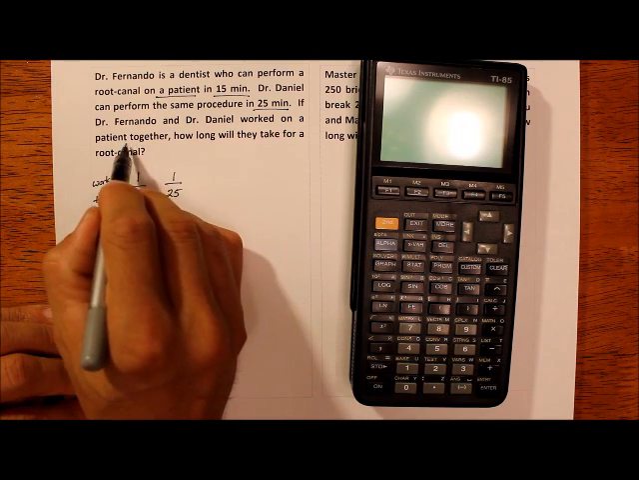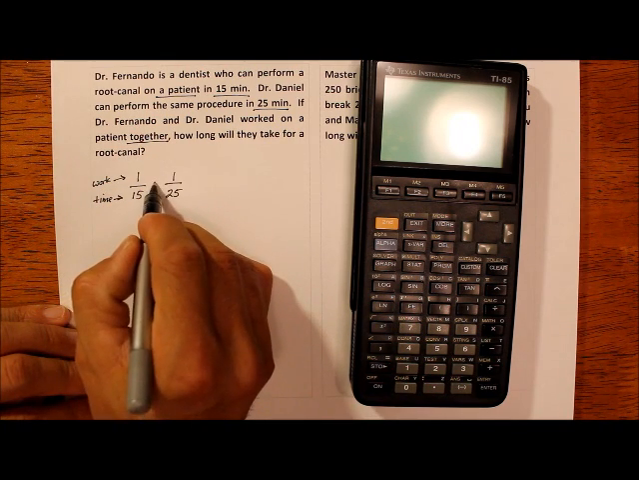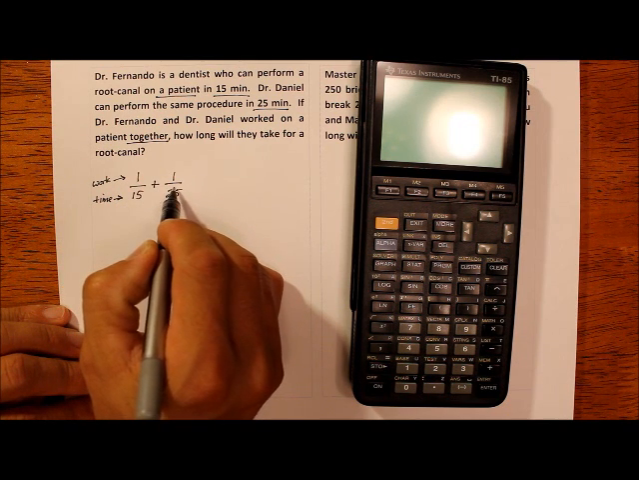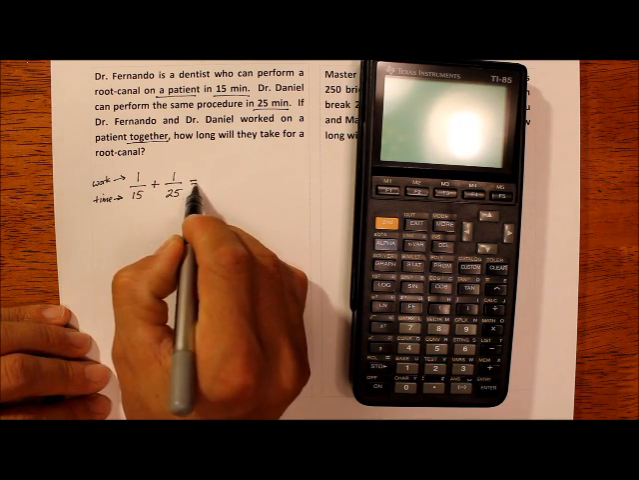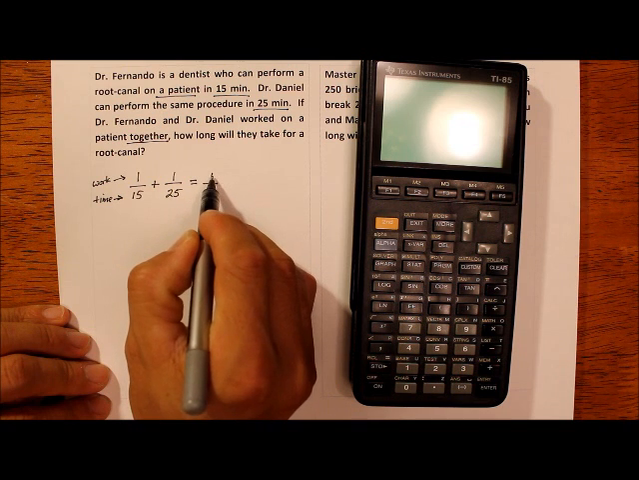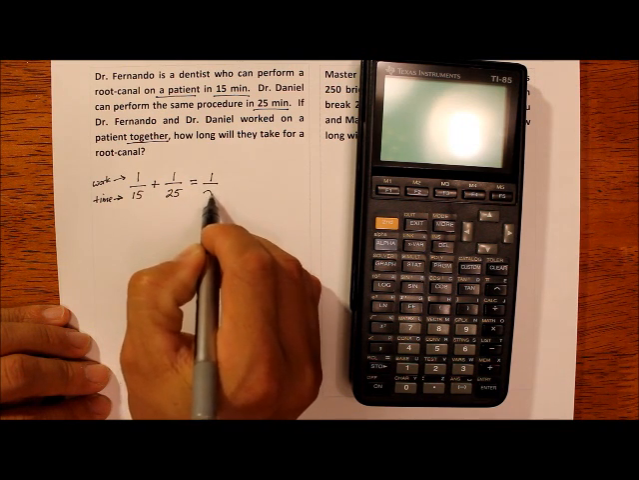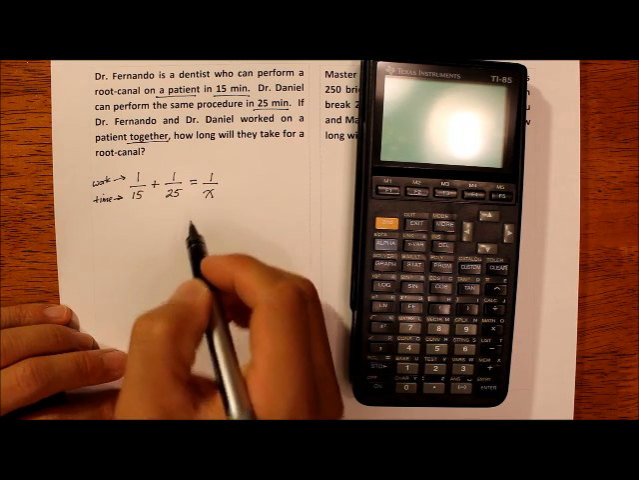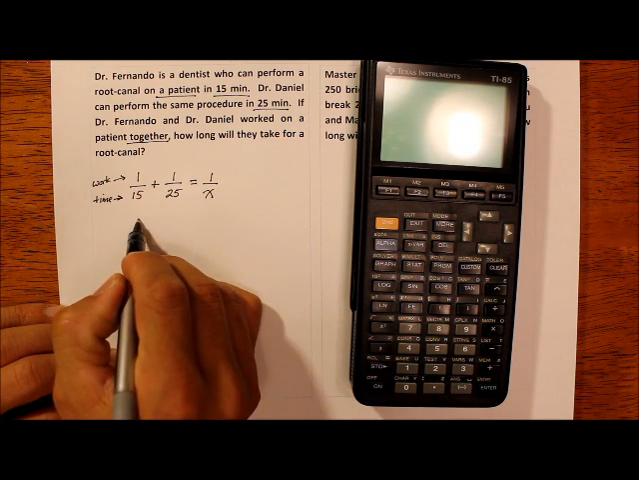And when they say together, we're implying that we are adding what Dr. Fernando can do and what Dr. Daniel can do. And the question is, together working on one patient, how long would that take? So there's your setup. So now to solve for x, there are many variations to this.